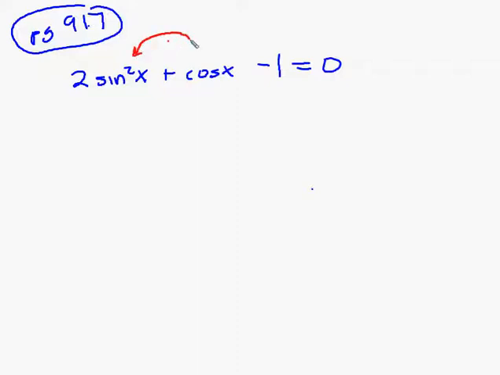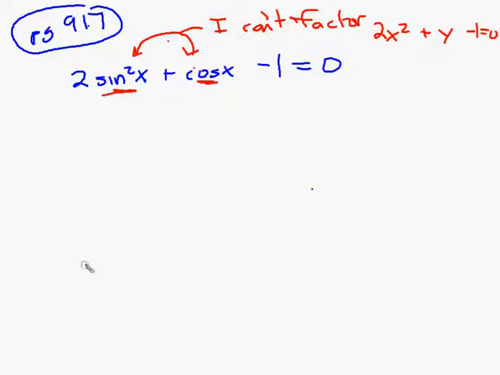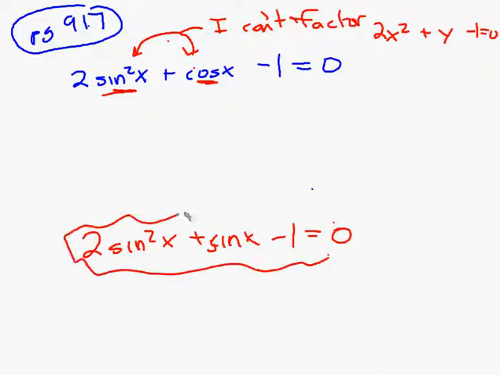So I notice I can't factor. Why can't I factor? Because this is like having x squared plus y. So these are different, right? When we factored before, we had 2 sine squared x plus sine x minus 1 equals 0. If we had this, we could factor it. Well, we could try at least, okay? Because then it'd be like having the same variable.